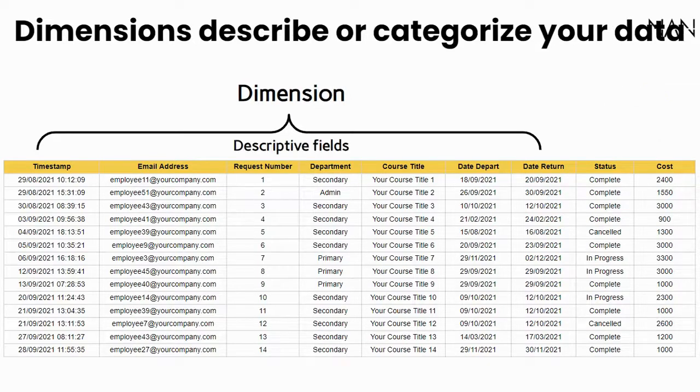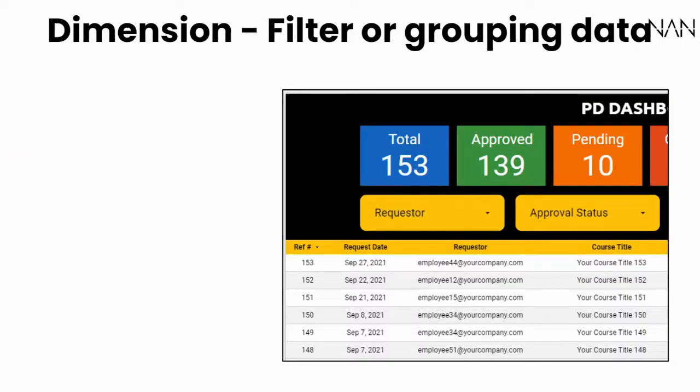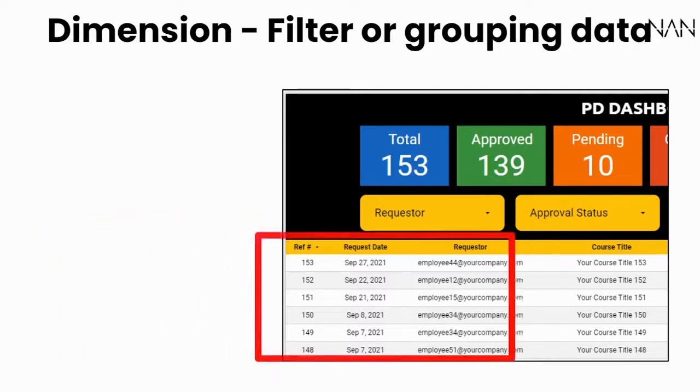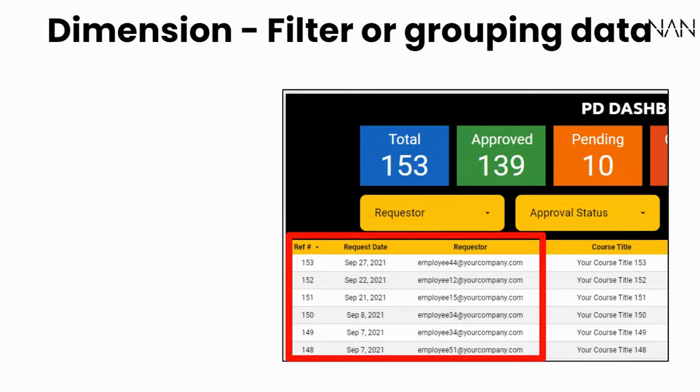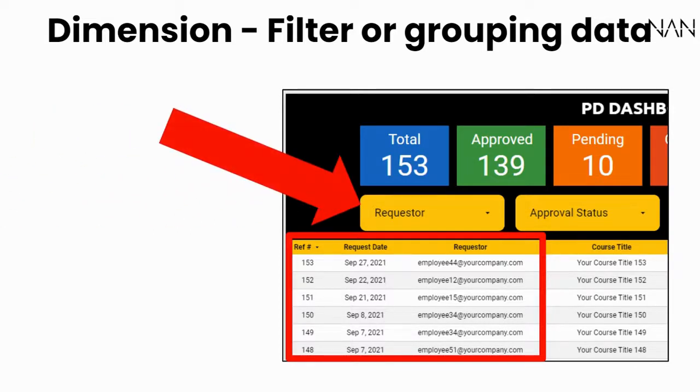Now, dimensions are more of a descriptive field which you don't normally count, but you use them to filter or group your data. For example, I can create a chart and add a reference number, requesters, and approval status as dimensions to the chart. Then I can create a drop down list on my dashboard to filter my data.